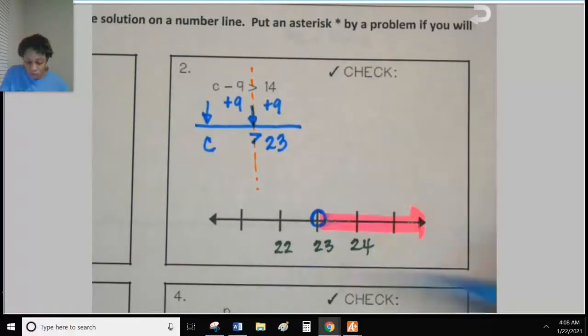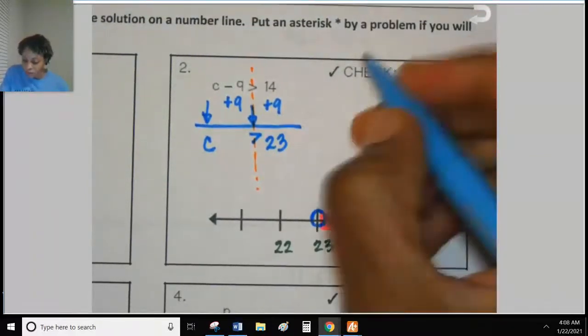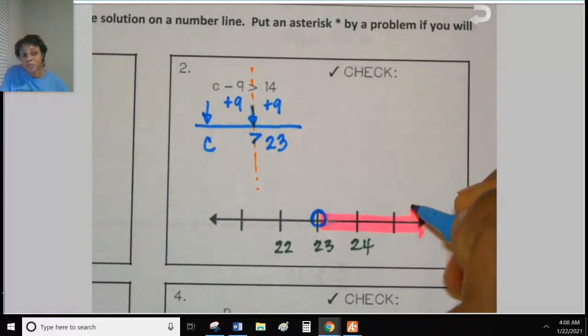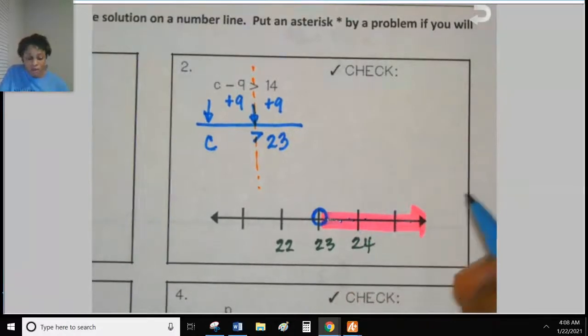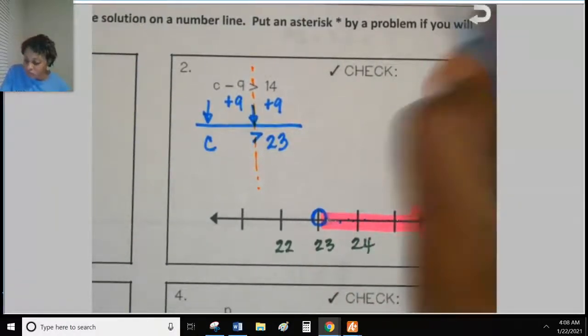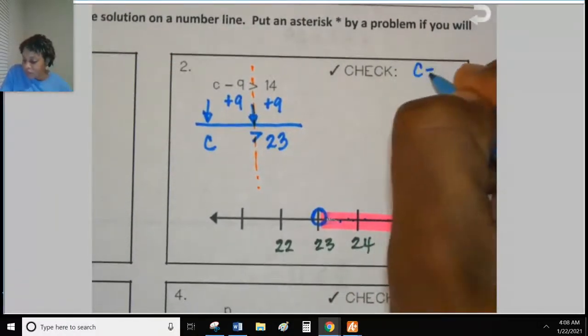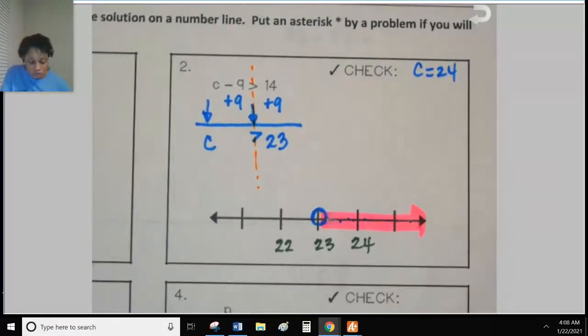So here I'm just going to do a check. When you check for an inequality, it's different from an equation because you have to take a point, some number along here to make it true. So we're just going to say, what if C equals 24, just for this situation.